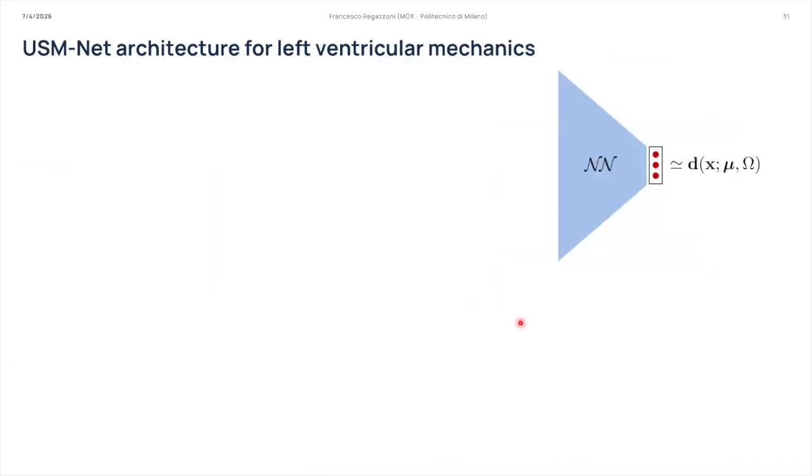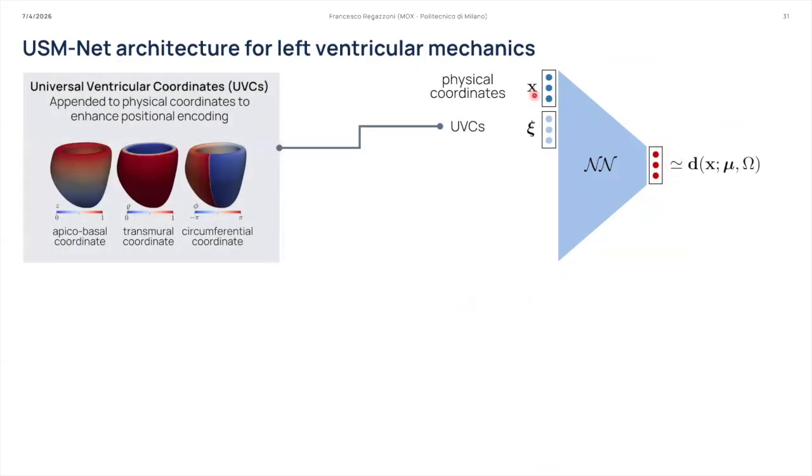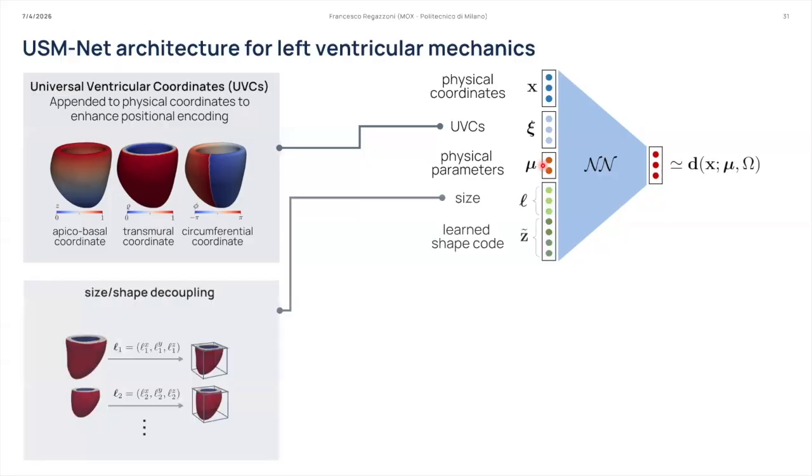So we can finally design our surrogate model architecture that, as I mentioned, is a neural field where the output is the displacement field, where the inputs are the physical coordinates to which we append the universal ventricular coordinates that allow to provide the positional encoding. So these are coordinate systems quite popular in the field of cardiac modeling. This provides apical basal coordinates, transmural coordinates, and also circumferential coordinates. Then we also append the physical parameters that in this case are the pressure and the stiffness of the tissue.